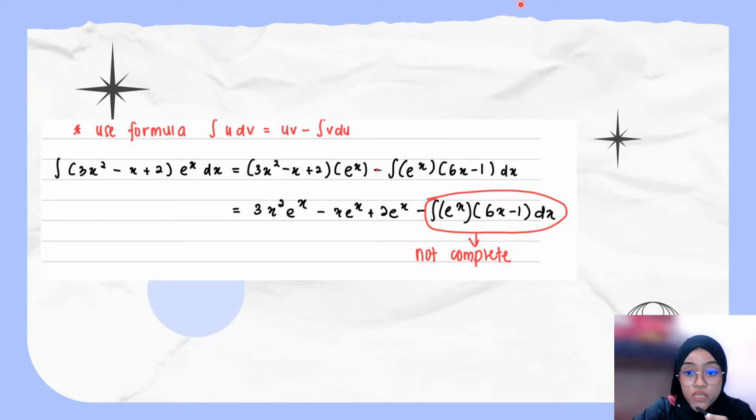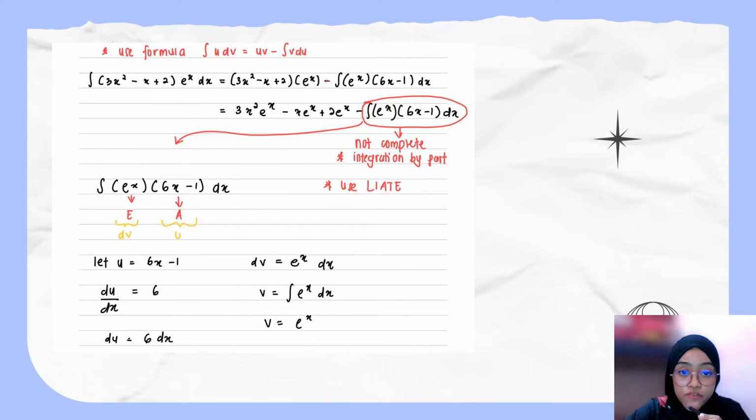So to solve this integral, I use integration by parts again, and I use the LIATE rule to determine which is dv and which is u. After using the LIATE rule, dv is e^x and u is 6x minus 1. So let u equal 6x minus 1, and we find du over dx. It is equal to 6, because the power of x, 1 minus 1, leaves 6 only, and du is 6 dx.